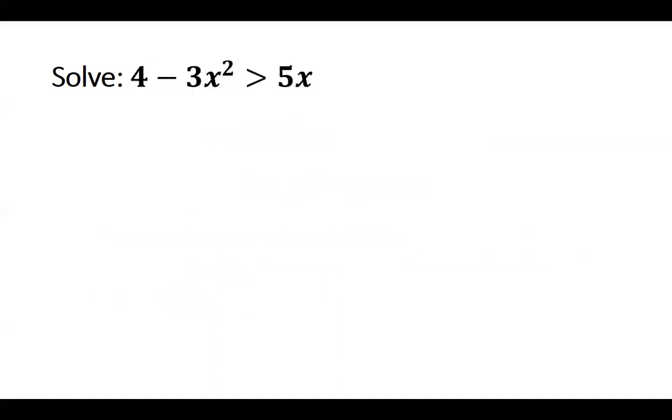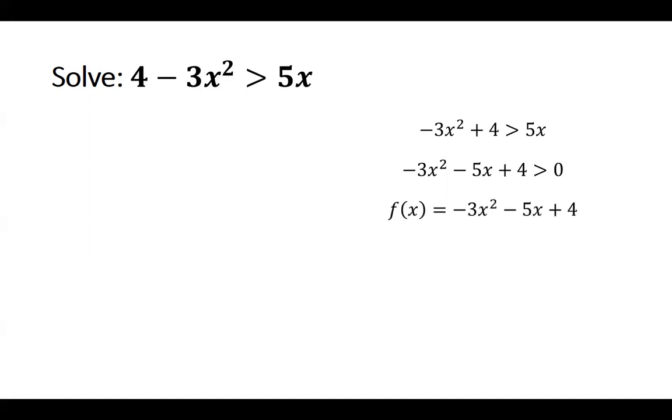So if I have 4 minus 3x squared greater than 5x, I'm going to start manipulating this. And the first thing I'm going to do is just change the order on the left-hand side. So I'm going to call it negative 3x squared plus 4 greater than 5x. Then I want to get that 5x onto the same side as the rest of it. So I'm going to subtract 5x from both sides, and I get negative 3x squared minus 5x plus 4 is greater than 0.